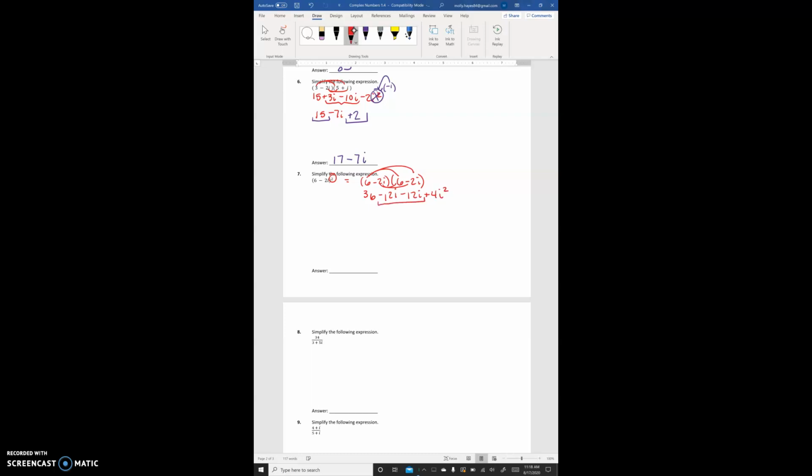I'm going to combine these middle terms. Again, those do not cancel. That becomes negative 24i. I squared is negative 1, so I'm going to think about this as 4 times negative 1, which is a minus 4. I need to combine these two. So 36 minus 4 is 32 minus 24i.